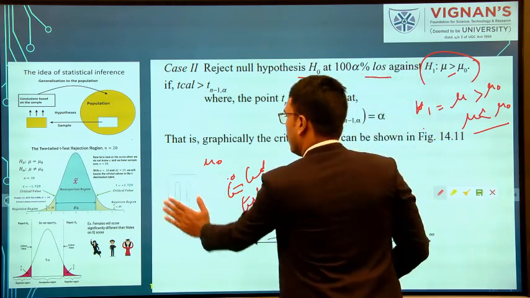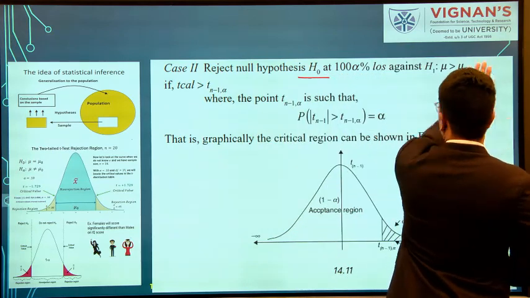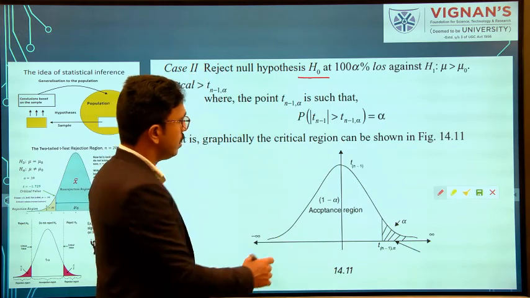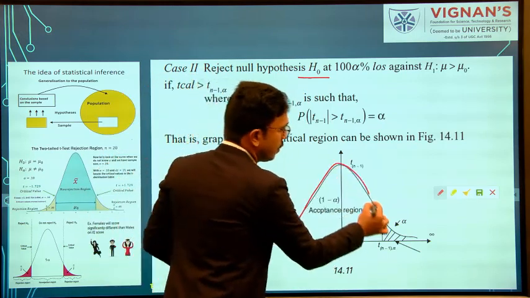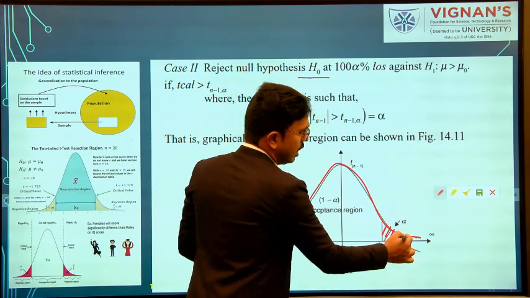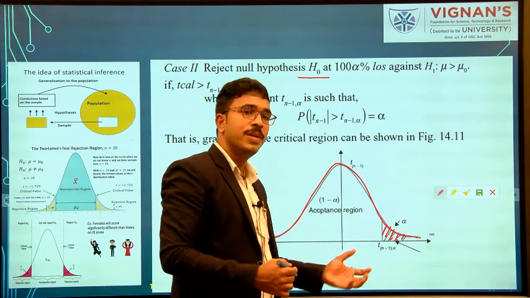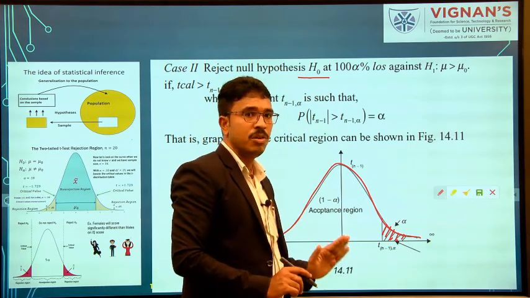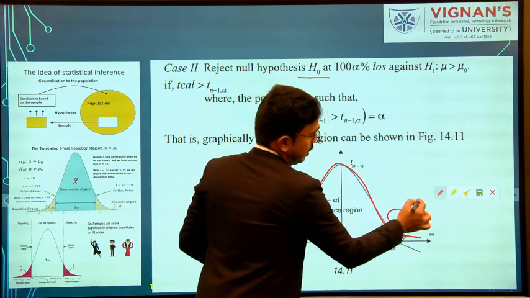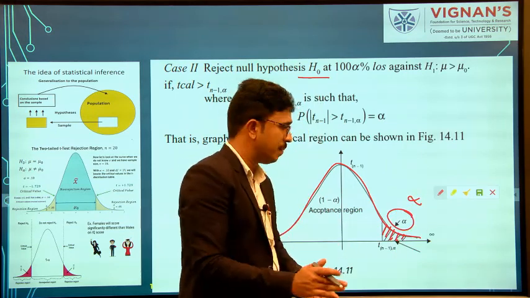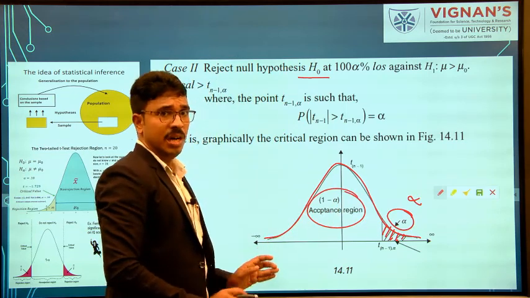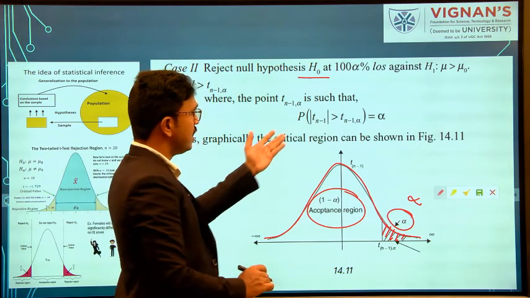Now, you can see here, when it comes to this one-tail test, this is the probability density curve. You can see the rejection region, or the critical region, is only on the right-hand side. So we can also call this a right-tail test. The rejection region we represent only with alpha here, because there is only one side. And the acceptance region becomes 1 minus alpha.